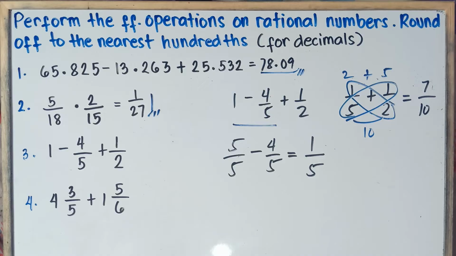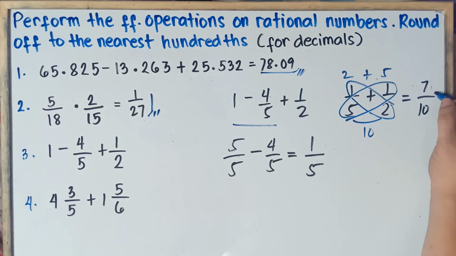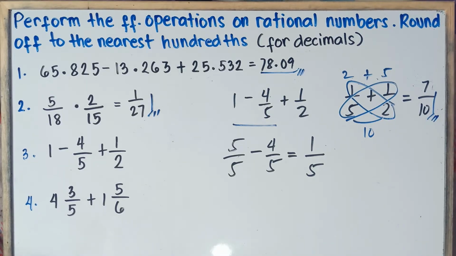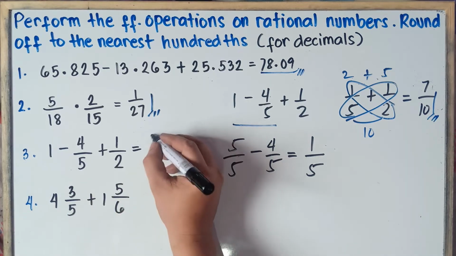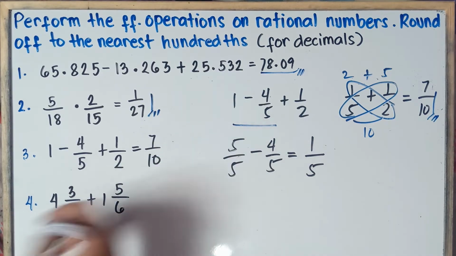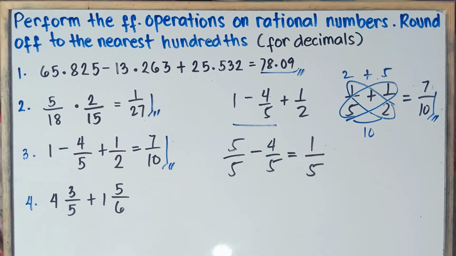That's it, class. All set. That's the answer for number 3, class. So this is 7 over 10. Easy as that, class. That's the answer for number 3.